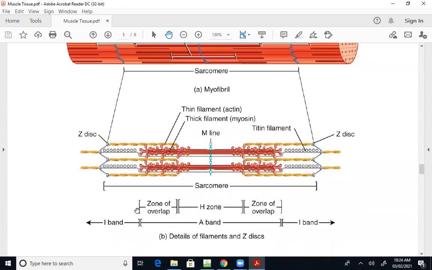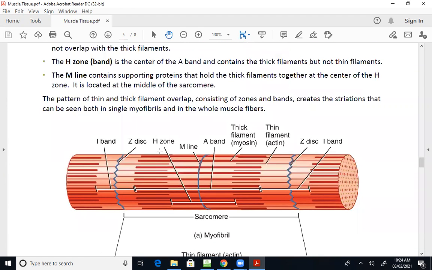Now the A band is divided into three zones. Two, what we call zones of overlap, which is exactly what it sounds like. The point of the A band where the thick and thin filaments overlap one another. And then the H zone, which is where there's only thick filament. At the middle of the H zone is the M line. And so the M line happens to be the perfect middle part of the sarcomere, and M for middle is a pretty easy way to remember it. It contains supporting proteins that hold the thick filaments together at the center of the H zone.